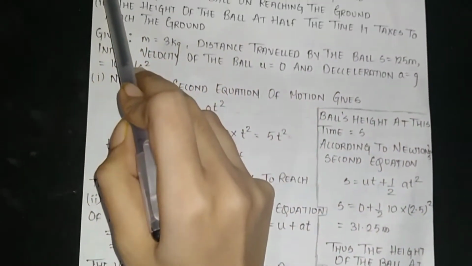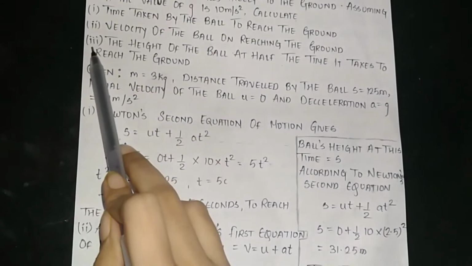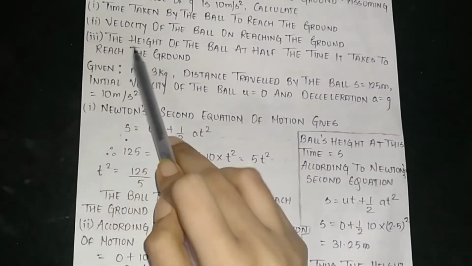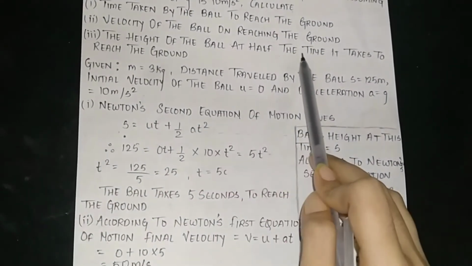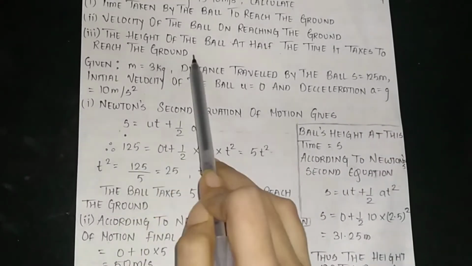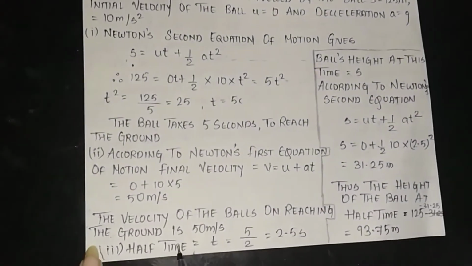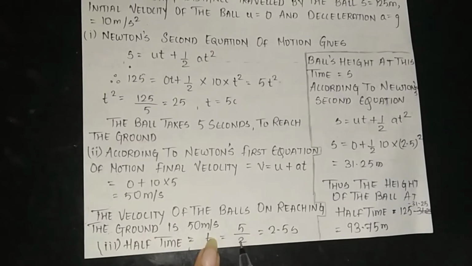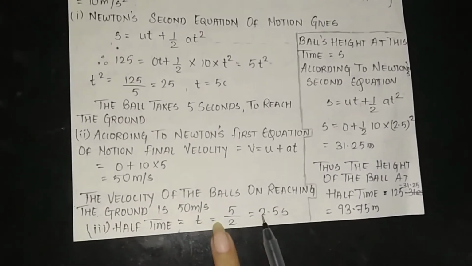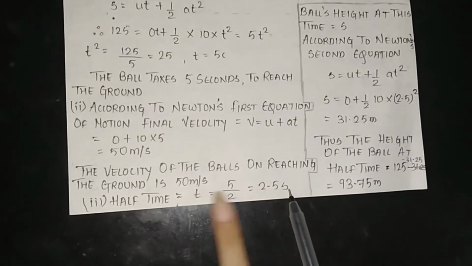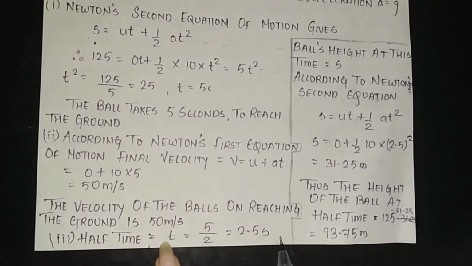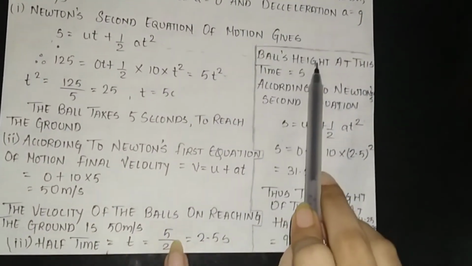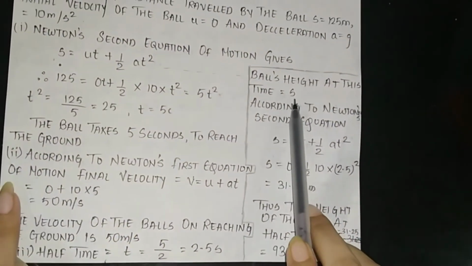Now we have calculated first and second. Now we are going to calculate the third, that is the height of the ball at half the time it takes to reach the ground. Half the time means t is equal to 5 by 2, so by calculating, the value of t is 2.5 second.